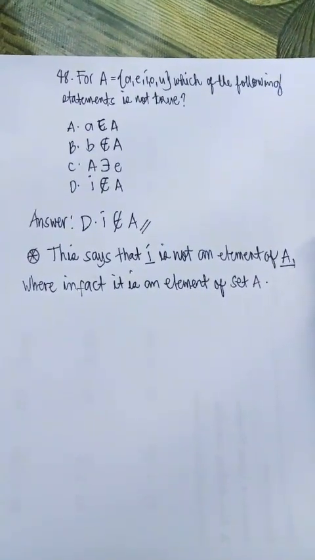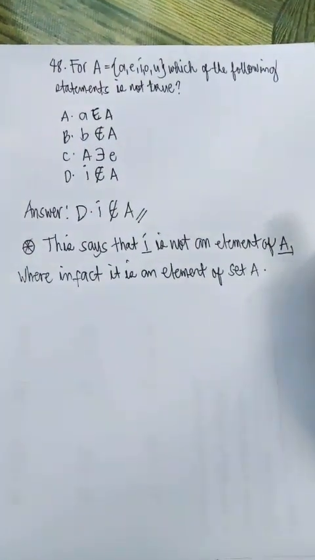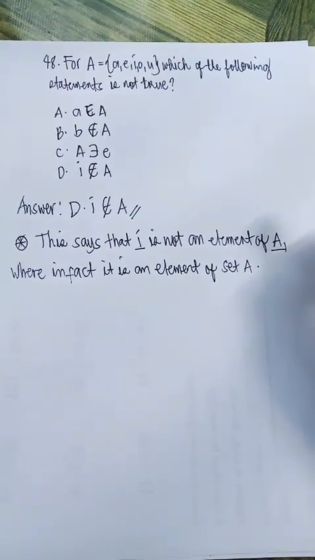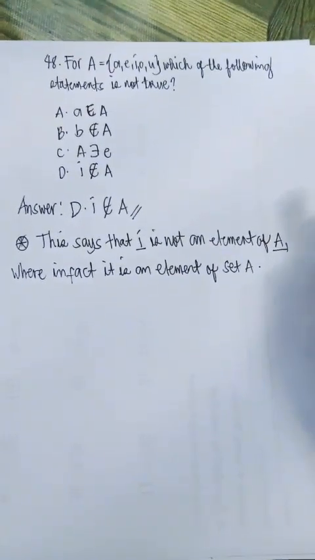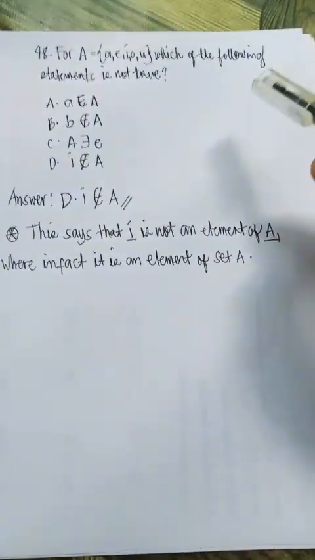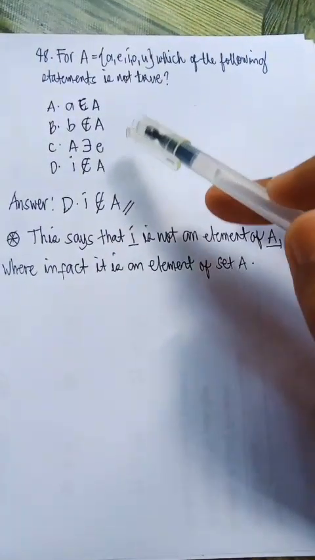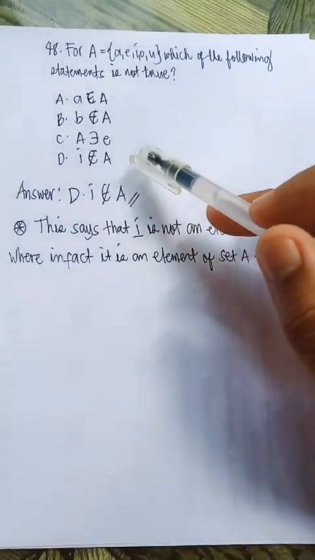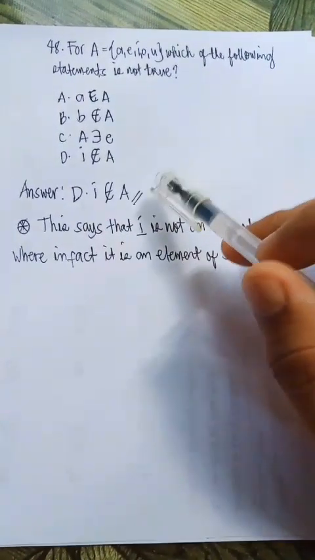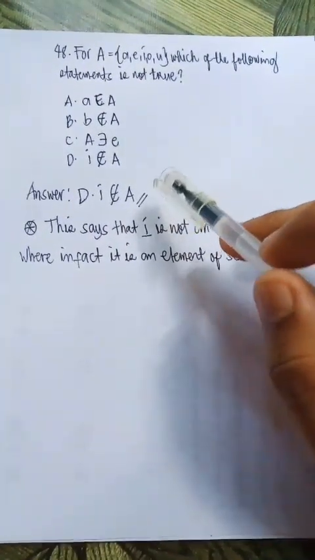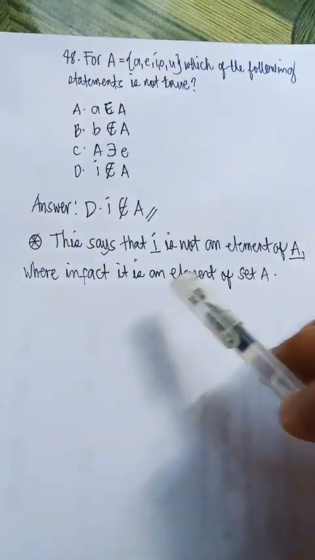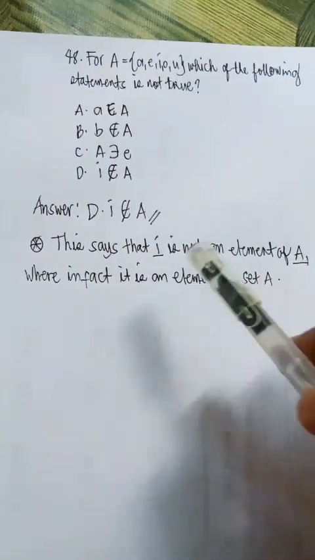Problem number 48. For set A, which contains the elements A, E, I, O, U, which of the following statements is not true? In this problem, choices A, B, C are all true, except for letter D. That is why the answer in this item is letter D, because letter D says that I is not an element of set A, where in fact it is an element of set A.